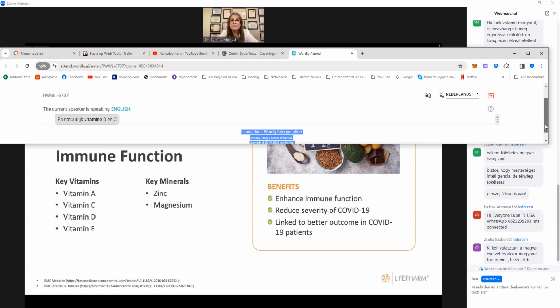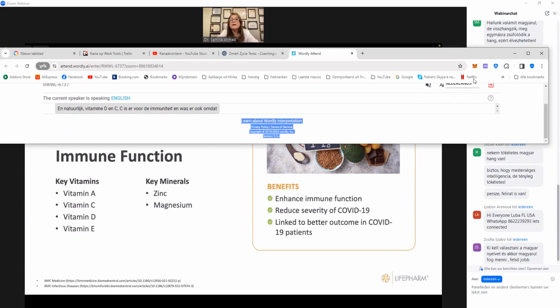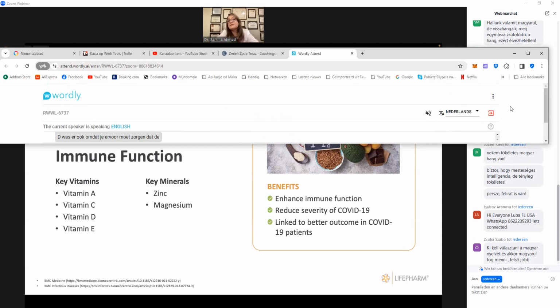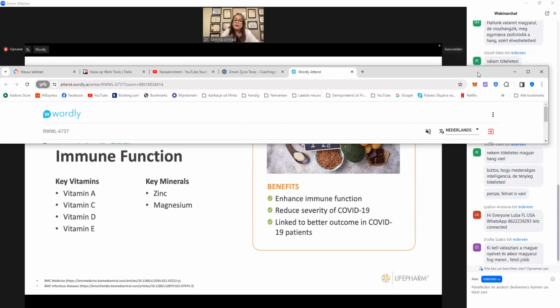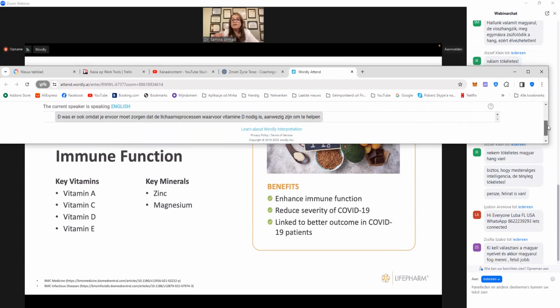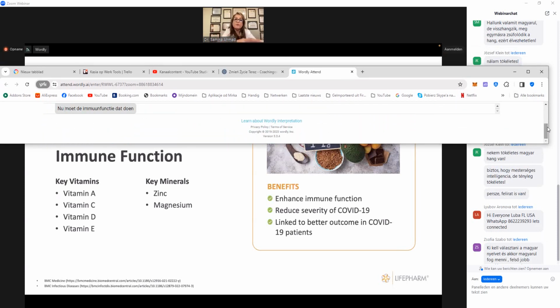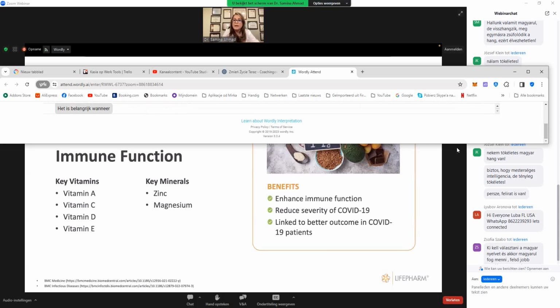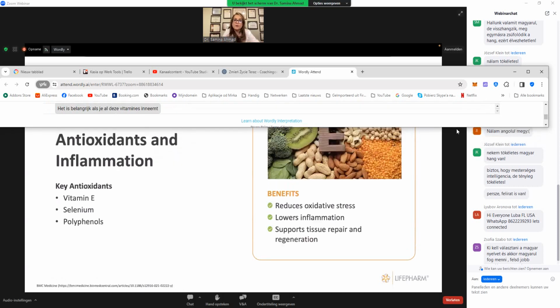C is there for immunity. D was also there because you need to make sure that the body processes which require vitamin D are there to help out. Now, immune function needs to be enhanced. It's important when you take all these vitamins and you go to the natural sources for that.